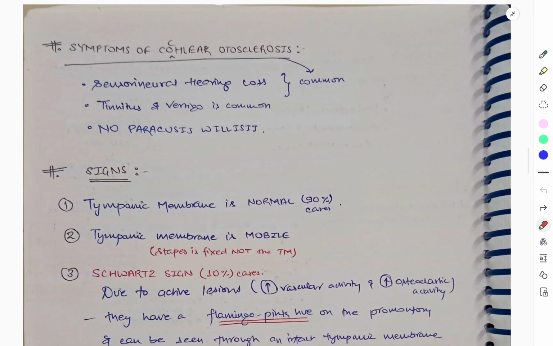Coming to symptoms of cochlear otosclerosis. So the cochlea is involved, which means the inner ear is involved, meaning some kind of sensorineural hearing loss. Here we will see sensorineural hearing loss, tinnitus, vertigo, and there is no paracusis willisii. Paracusis willisii is seen in the stapedial type of otosclerosis.